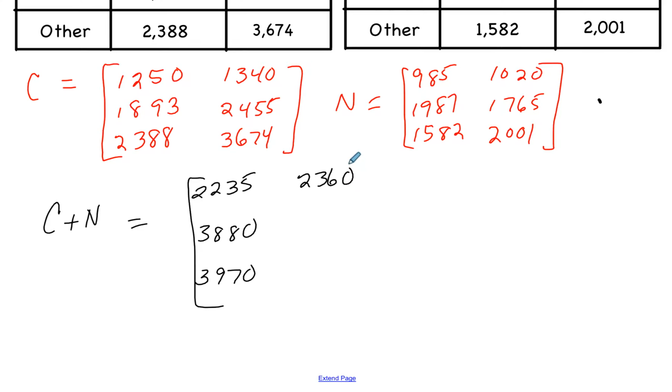2455 plus 1765 gives us 4220. And please let me know if I've done any of these additions incorrectly. I'm going kind of fast here. 3674, add to that 2001. And I got 5675. So there's our matrix addition.